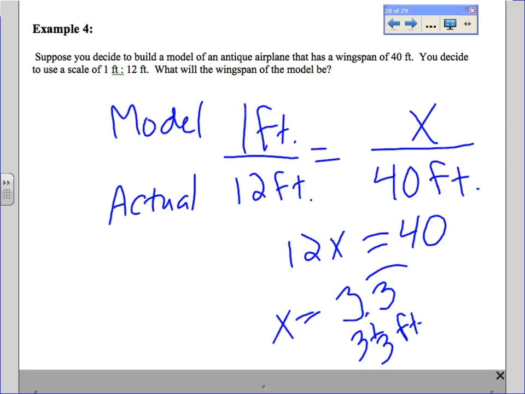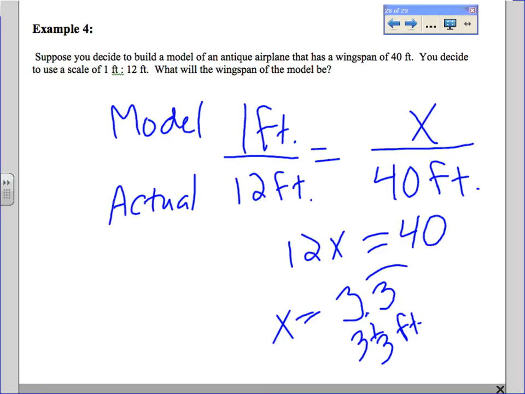Good, 3.3 repeating. So here's how to set up the proportion, model over actual. After you solve, you get 3.3 repeating or 3 1/3 feet. Feet was right. Any questions on that or anything I just went over?